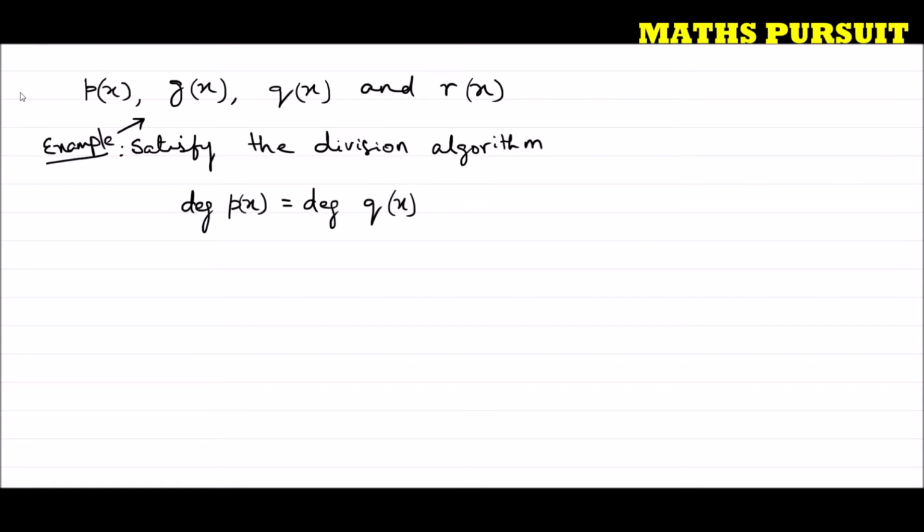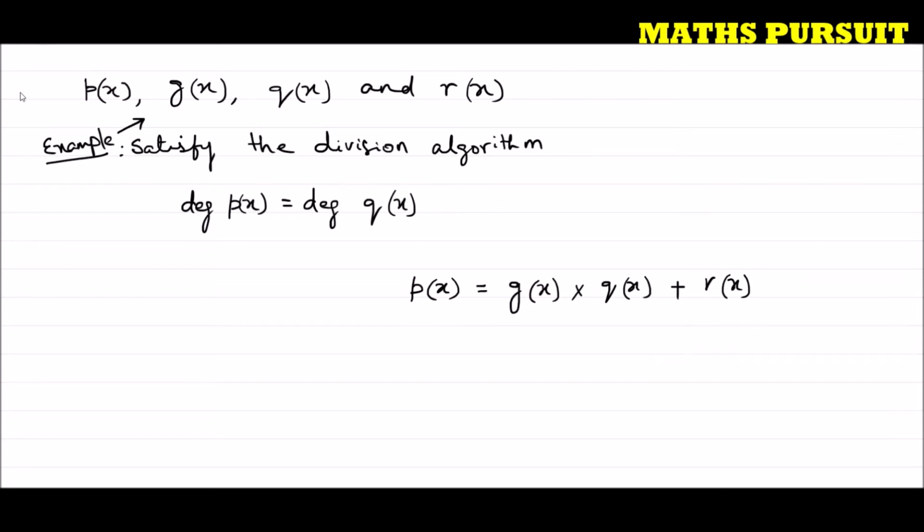Now guys, before moving on to the example, let us try to analyze the division algorithm, which is the most important point here. We very well know that the division algorithm is given by p(x) is equal to g(x) into q(x) plus r(x). Here p(x) is the dividend, g(x) is the divisor, q(x) is the quotient, r(x) is the remainder. So this is what the division algorithm says.